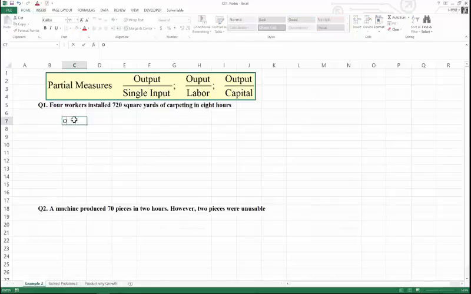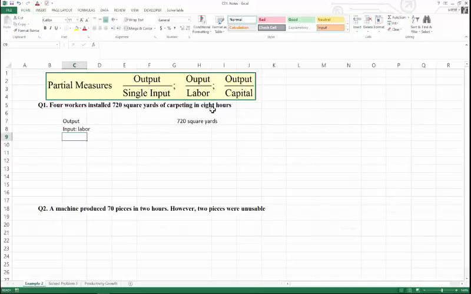So let me put this down. Output, it is 720 square yards. Right? Then how about input? Now input, which is only a single factor, so it's labor. Then how does this question present the labor? It says 4 workers, and their working time is 8 hours each.